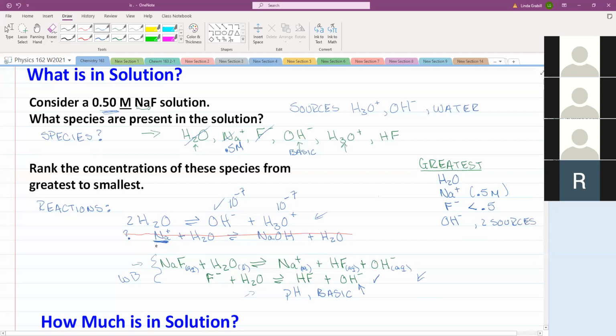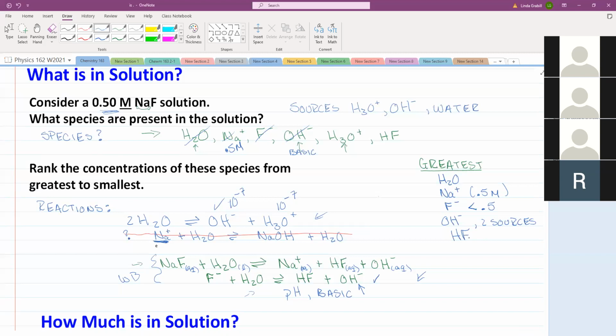What about my HF or H3O plus? Which one is going to be more dominant, the HF or the H3O plus, do we think? I think the HF. Good, why? Because the solution is basic and there was an initial 0.5 concentration of fluorine, and since fluorine would have a weak acid, there'll be some HF present. You're absolutely correct.